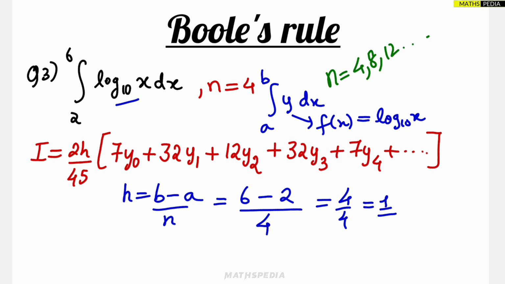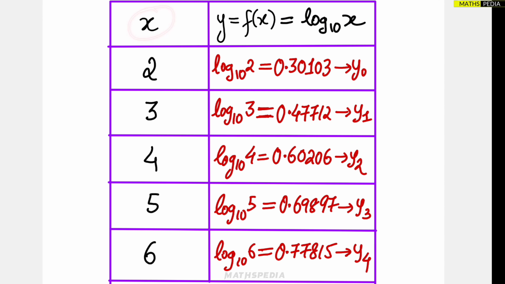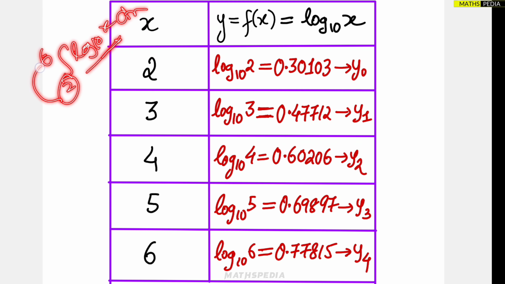So the width we have to consider is 1. Let us see the table. Here we have got the table, with 2 columns. The first column has x, and the second column is y. Y is equal to f of x, and f of x in the given question is log x base 10. The x values in the first column we have to fill first. As we have seen, the question is the integral from 2 to 6 of log base 10 x dx. So here the lower limit is 2, the upper limit is 6.